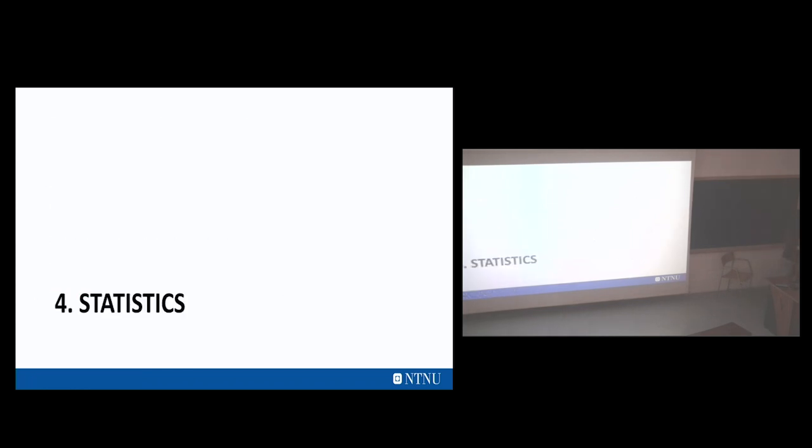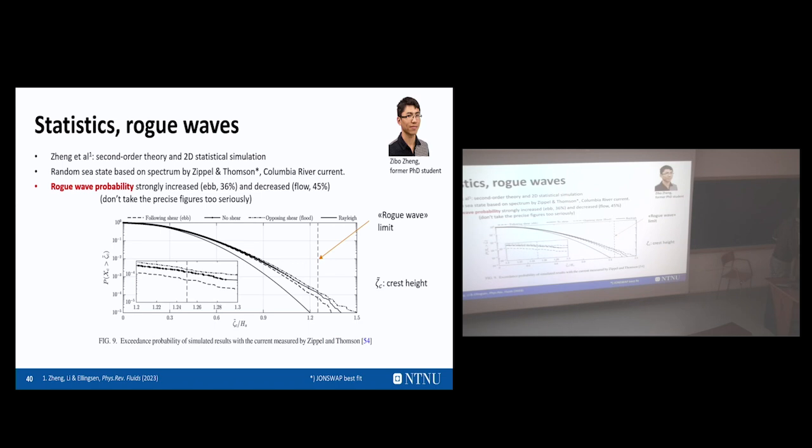Then I'll look into statistics that Zipo Zheng, who just finished his PhD, did. So the second order theory was derived, where you take the linear theory, you just plug it back in, you get some ugly integrals, convolutions and all that.